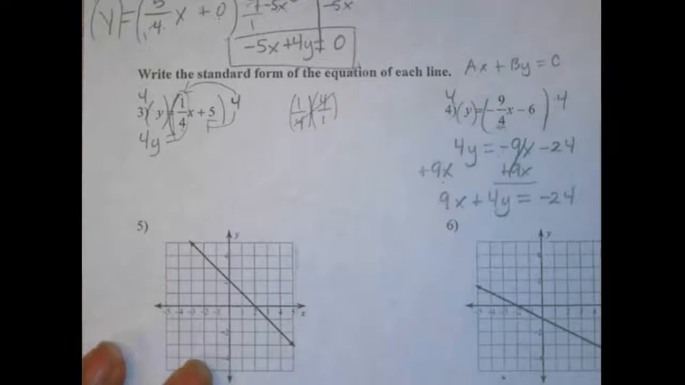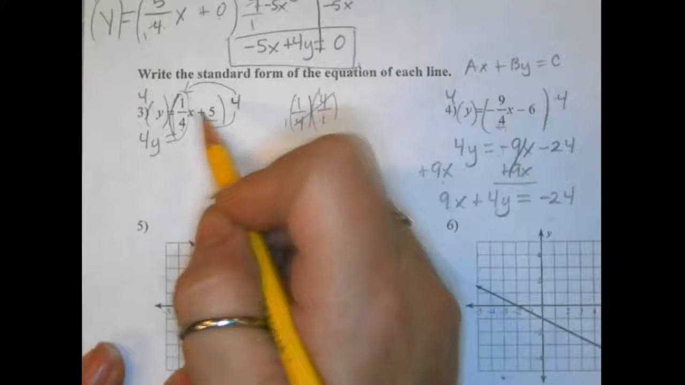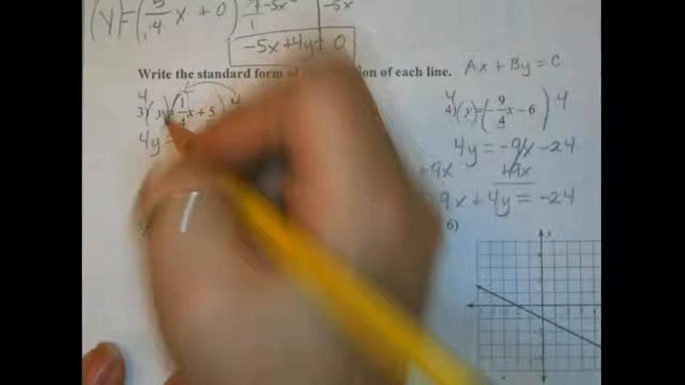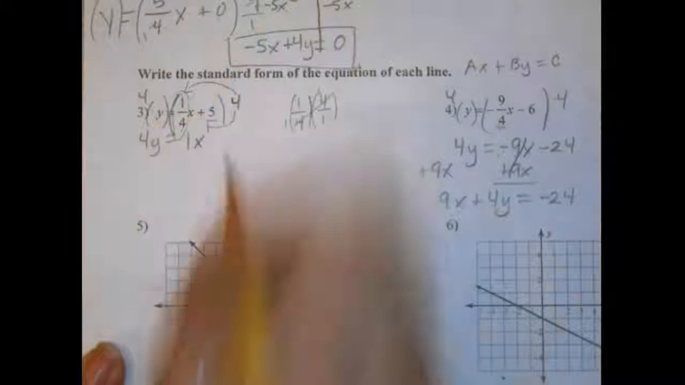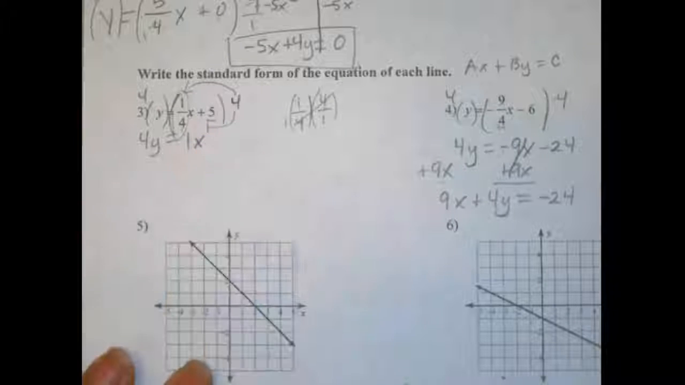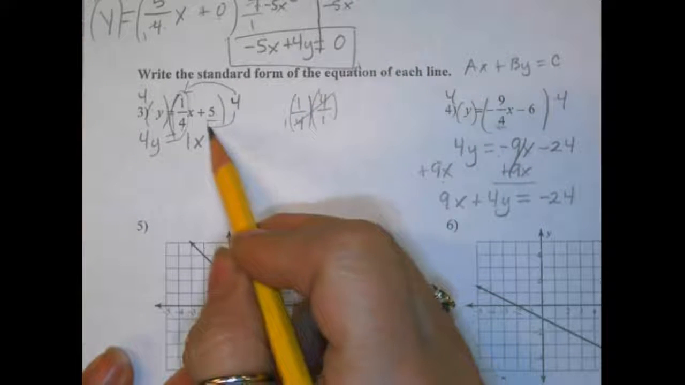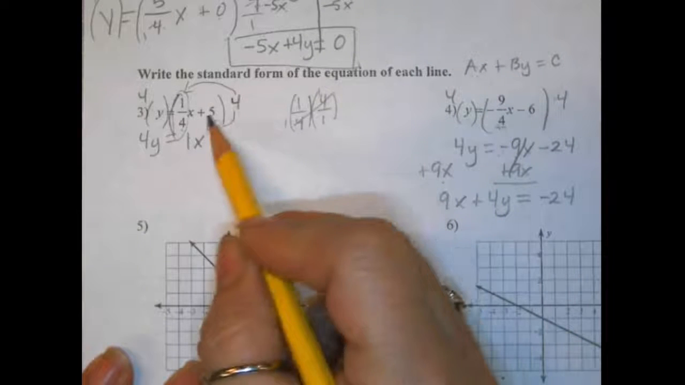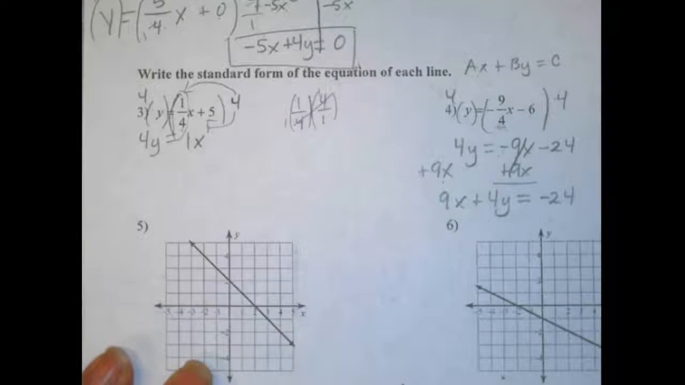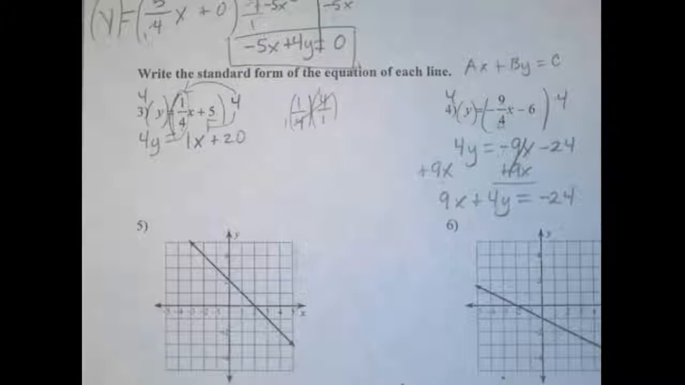4 and 4 cancel, and now I have 1, 1, 1, 1, 1, which gives me 1x, right? So now I have 1x. And usually I wouldn't put the 1 there because it's kind of shy, but I really want to know that the 1 is there until I'm done with my equation, right? And now don't forget to multiply 5 times 4. What is a positive 5 times a positive 4? Positive 20. Now I'm super close, right?